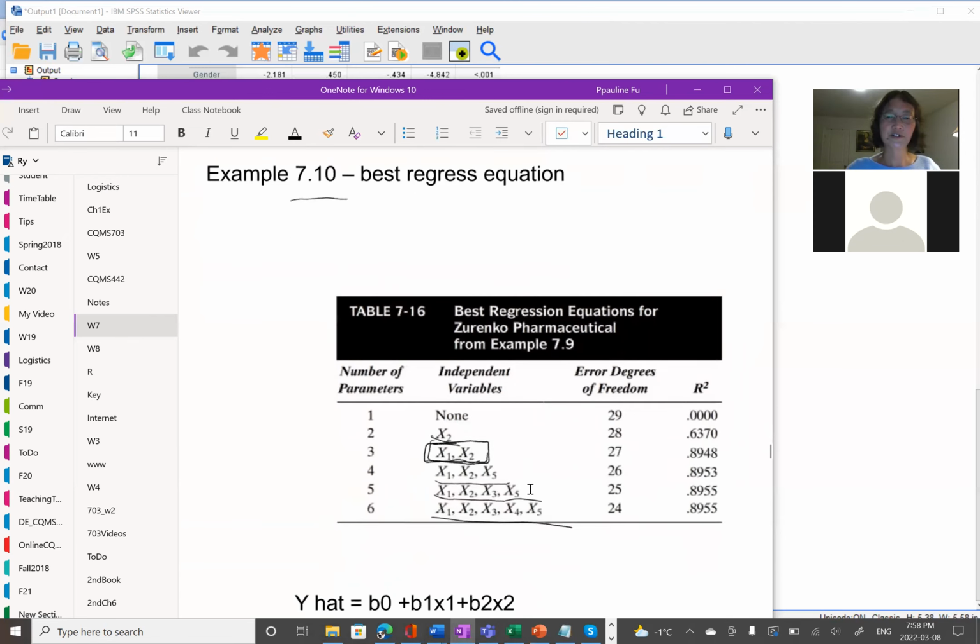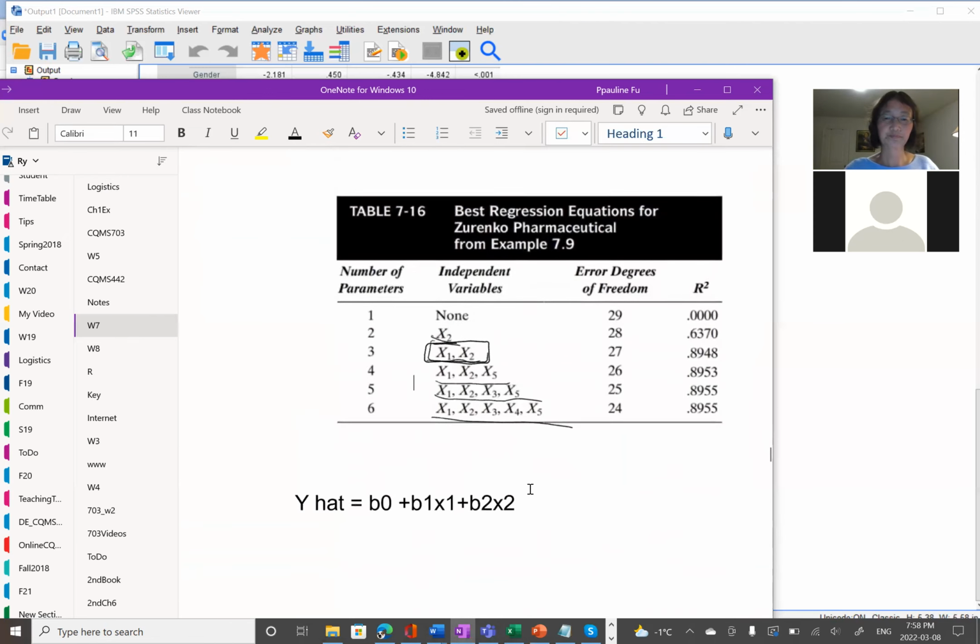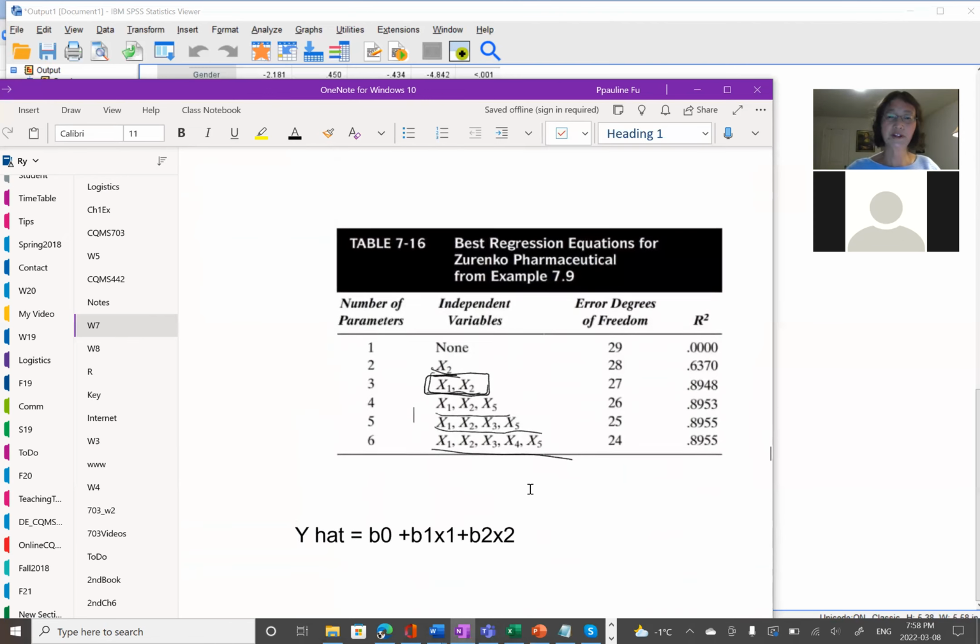All right, so based on this variable, we can write down this equation here. And I showed you B0, B1, B2. So this is the best subset. So far we did best subset and all possible models. So next one is another popular one, stepwise regression.